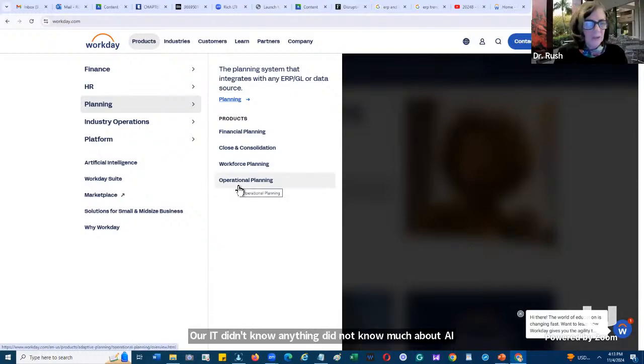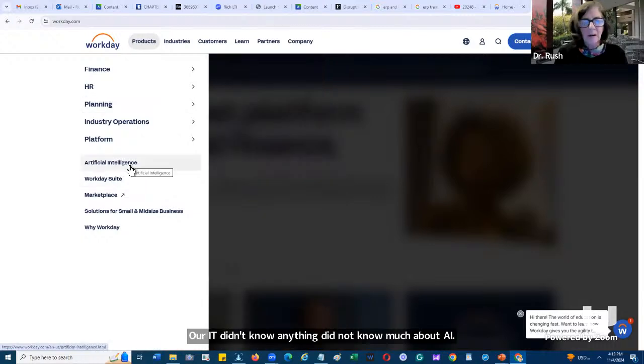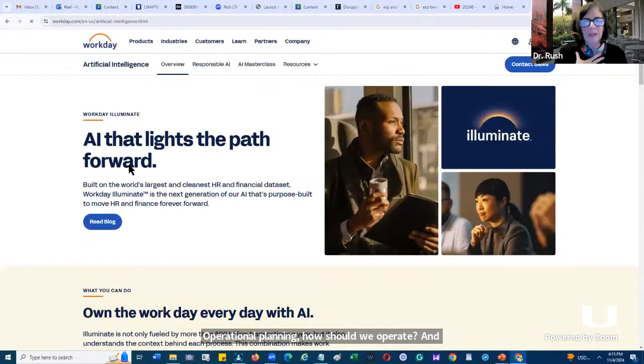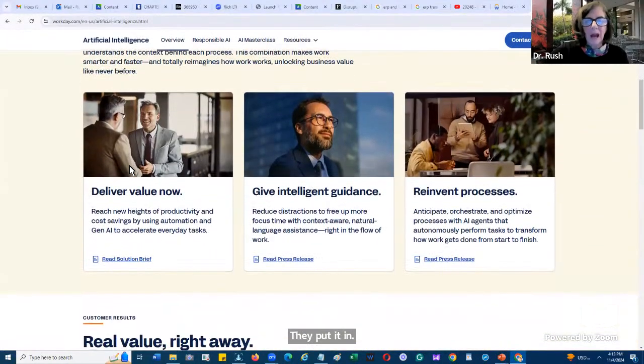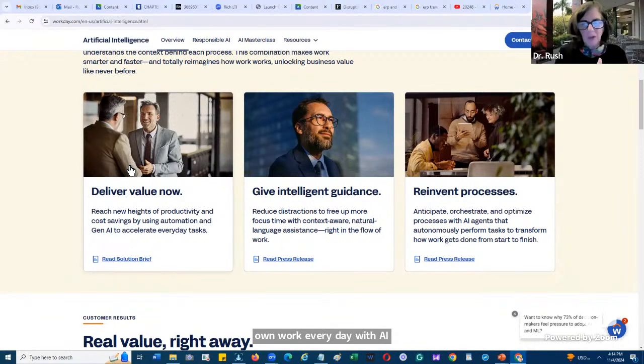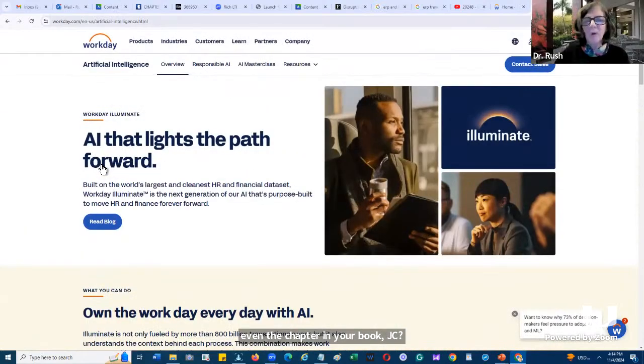Operational planning, how should we operate? And look at this, artificial intelligence, they put it in. Own work every day with AI. So what is different from even the chapter in your book, JC, is this. AI is going to reinvent enterprise resource planning as well.